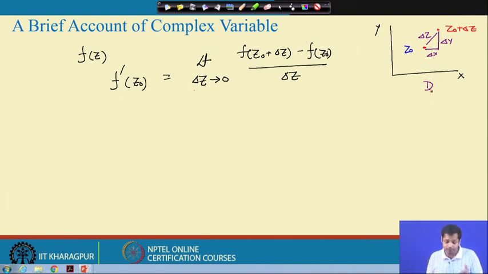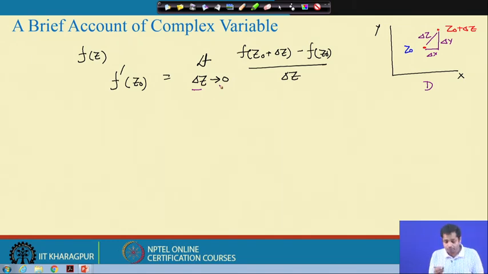Then only we can say that it is differentiable at point z0 if it exists. Not only that, it must be independent of how delta z tends to 0. The delta z has to tend to 0, but independent of how delta z approaches 0, this f dash z0 should exist.